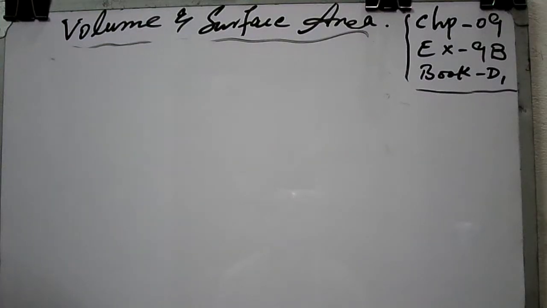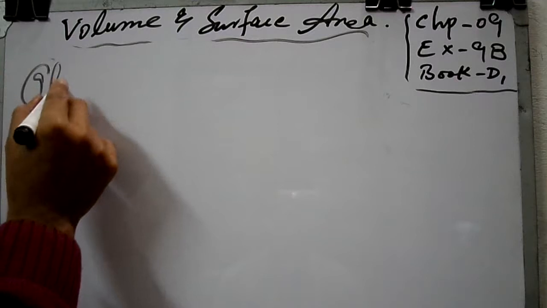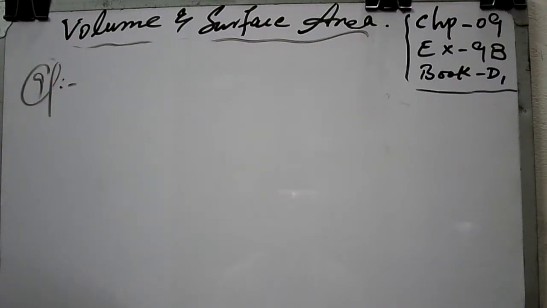Question number 9. A trough in the form of an open rectangular box is 1.85 meter long, 45 centimeter wide and 28 centimeter deep externally. If the trough is made of wood 2.5 centimeter thick, find in cubic centimeter the volume of the wood required. So once again, by the same methodology, you have to write volume of the wood.